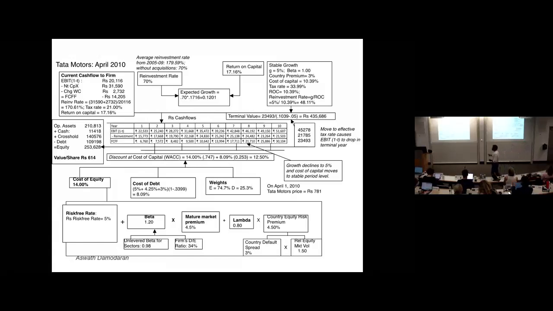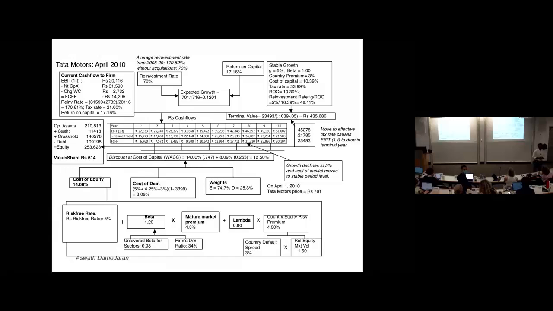So after year 10, I make Tata Motors a mature company. What do I need to do then? I've got to give it a growth that can sustain forever. I give it a growth rate of 5% a year forever. After I show you the next valuation, we're going to come back and talk about why these growth rates vary across valuations. Yes? So is the growth rate that you're giving in year 10 fairly arbitrary?